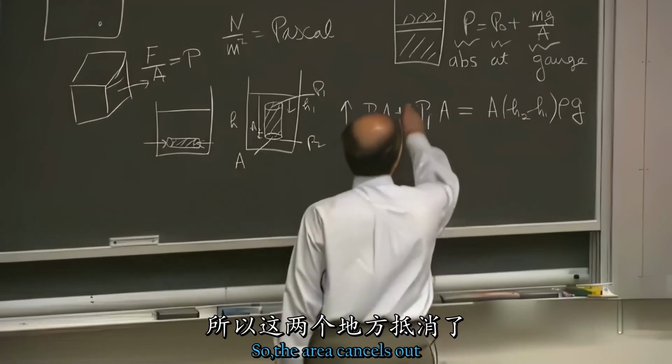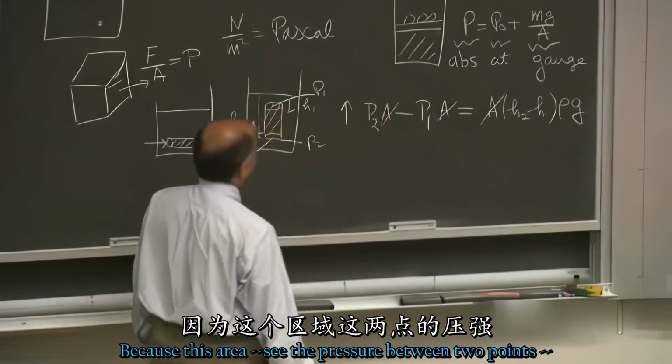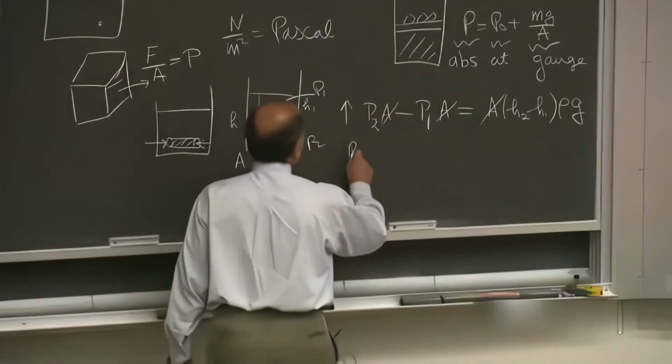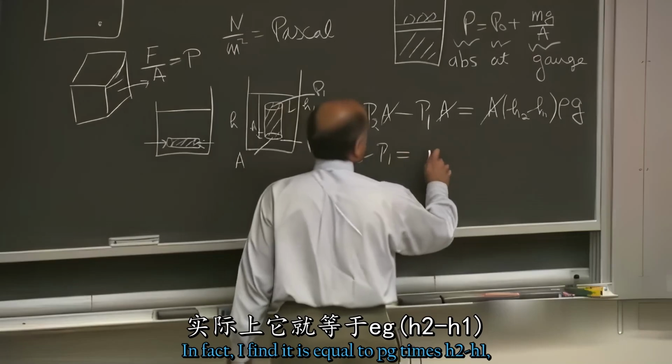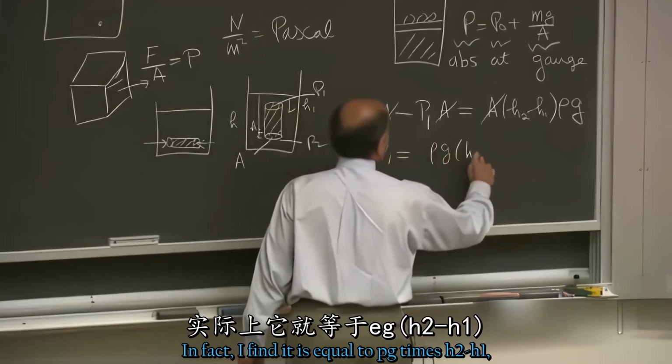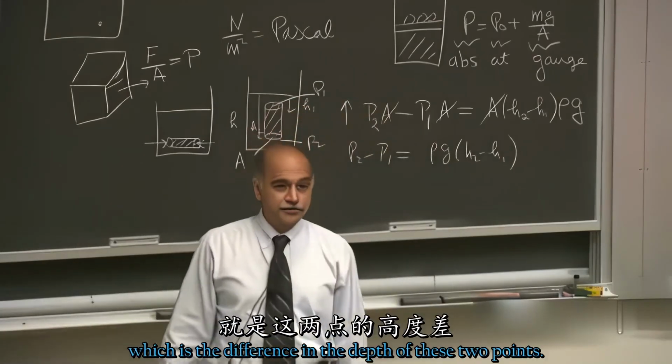So the area cancels out, because the pressure between 2 points should not depend on the area of this fictitious cylinder I took. In fact, I find it is equal to rho g times (h2 minus h1), which is the difference in the depth of these 2 points.